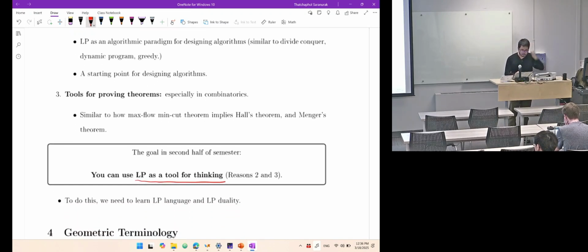But to do this at all, you need to learn more language and the concept of LP duality. Okay, so let's do it.